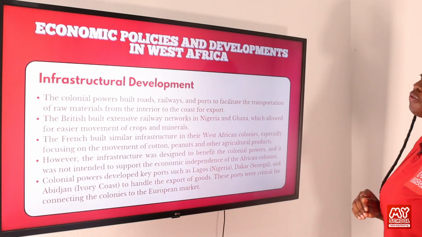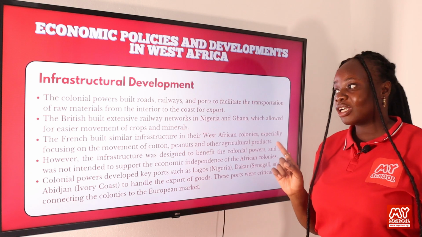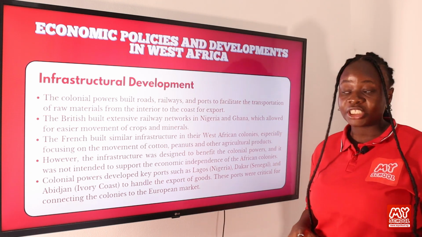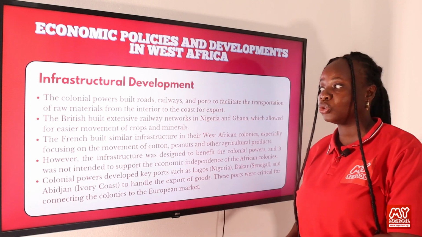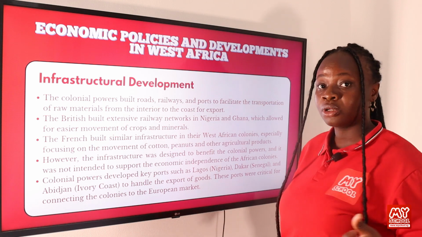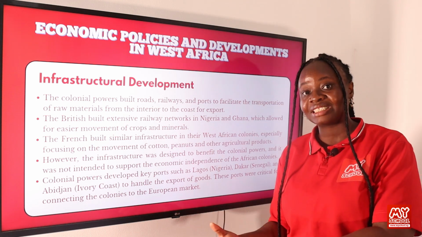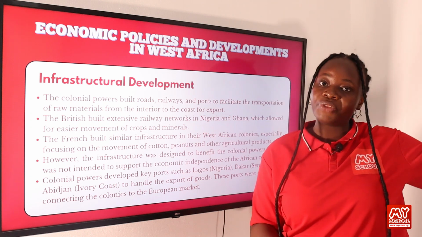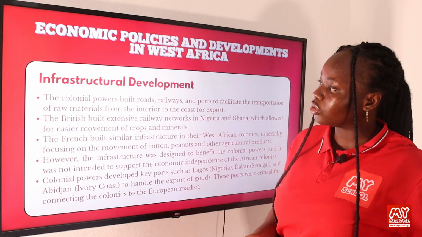All right, there were also infrastructural developments. The colonial powers built roads, railways, and ports in order to facilitate the transportation of these raw materials from the interior to the coast for export. So they needed to be able to transport these raw materials from the places where they were extracted to the coasts, to the ports where they could move them on to European society.